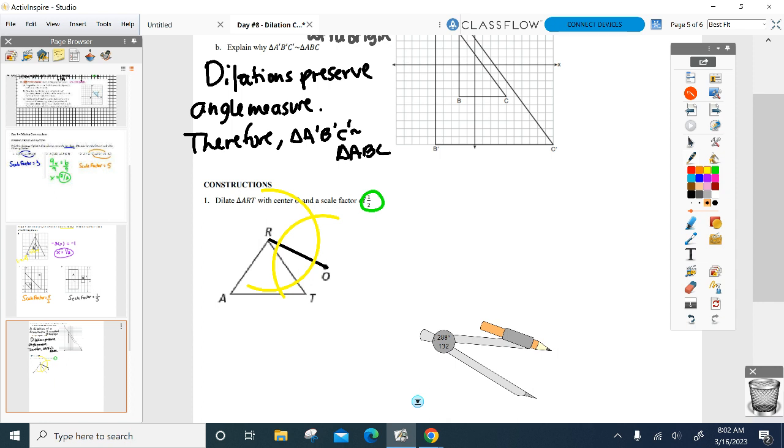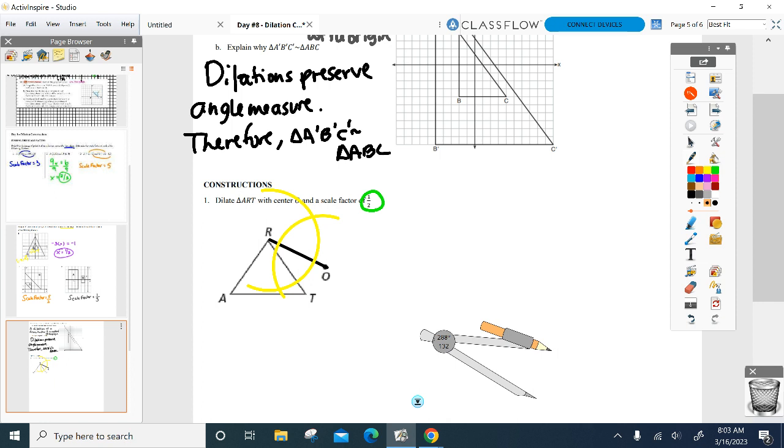Now, so your paper doesn't start looking crazy, when you take your straight edge and line it up, you don't need to draw that full line in. I don't care about the perpendicular bisector. What I care about is where R prime is going to be. So all you need to do is line your straight edge up and make a mark on RO where it crosses. And that's R prime. You moved it halfway closer. You cut the distance in half.